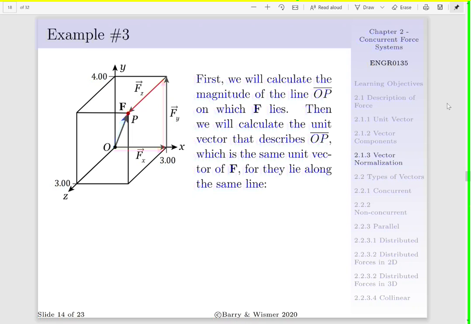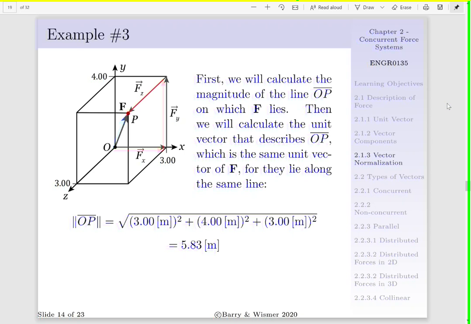First, we'll calculate the magnitude of line OP, on which our force vector lies. Then we will calculate the unit vector that describes line OP. And this is the same unit vector that our force lies along, for they're existing in the same direction. For us to begin, we're going to calculate the magnitude of OP. We'd have the square root of 3.00 meters squared plus 4.00 meters squared plus 3.00 meters squared. And we find the magnitude to be 5.83 meters, considering significant digits.